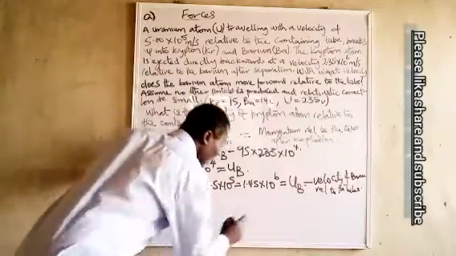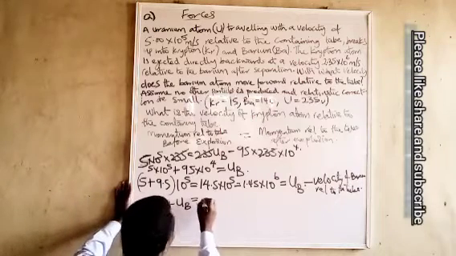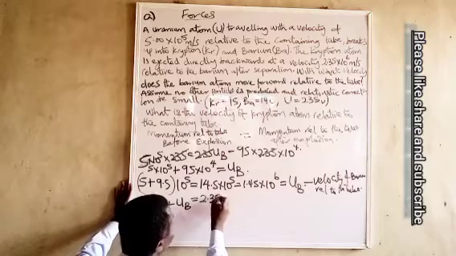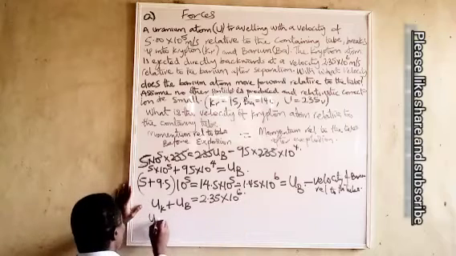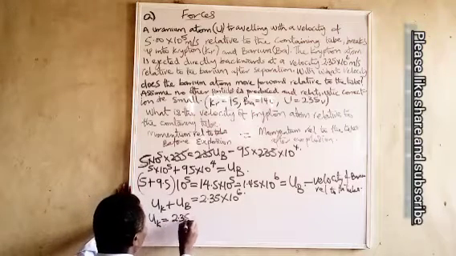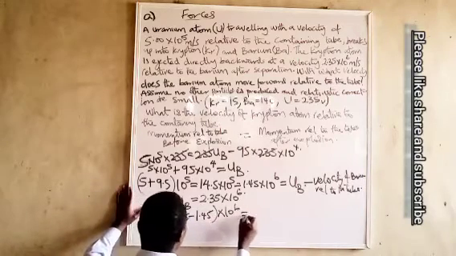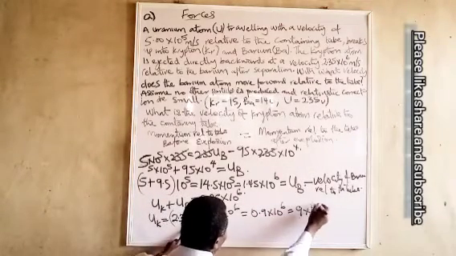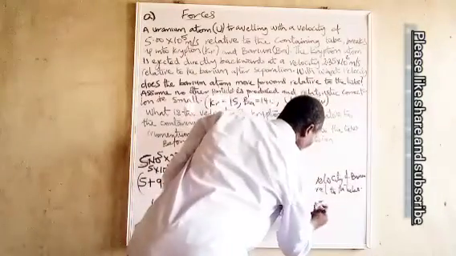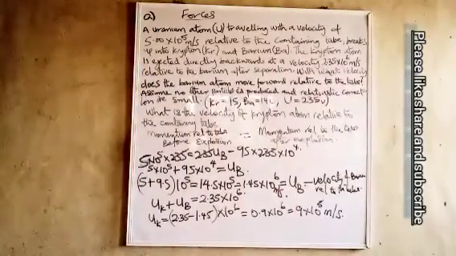Now let's find UK. We have seen that UK plus UB is equal to 2.35 times 10 to the power 6. And we have said this one is 1.45. So UK now will be equal to 2.35 minus 1.45 times 10 raised to the power 6, and that gives 0.9 times 10 raised to the power 6, 9 times 10 raised to the power 5. Please don't forget to add meters per second, and for this one too. So you consider the direction anytime you are working this out.